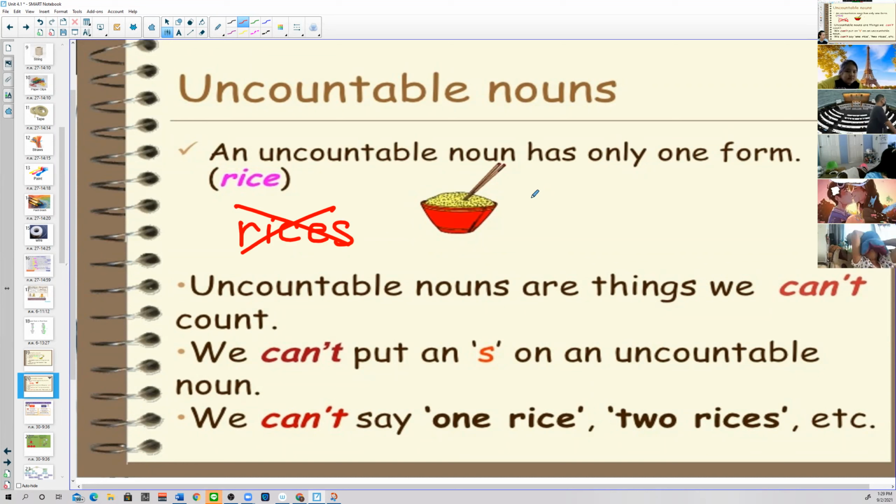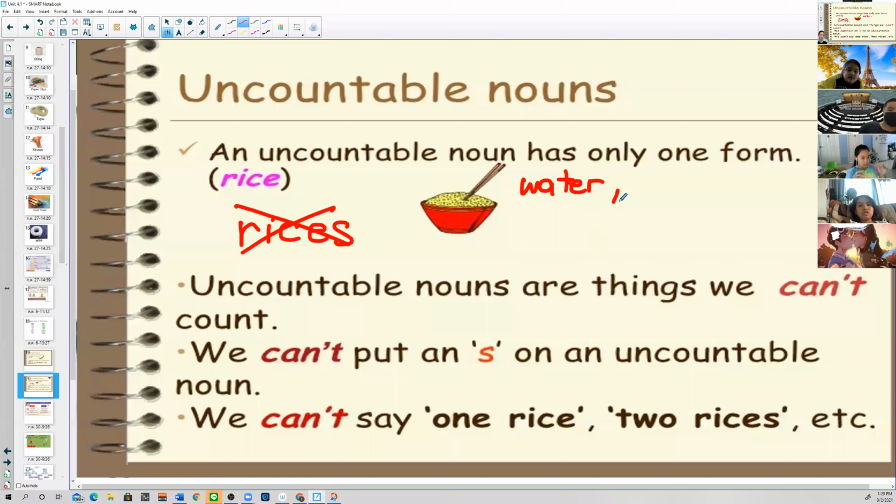I cannot hear you. We don't say rices. We just say rice, right? So can you give me another example of uncountable nouns? Do you know? Water. Water. What else? Soup.